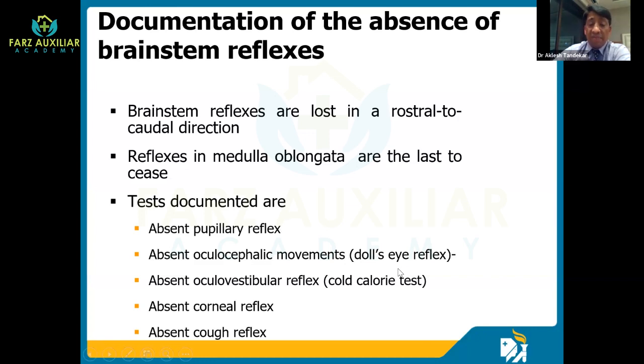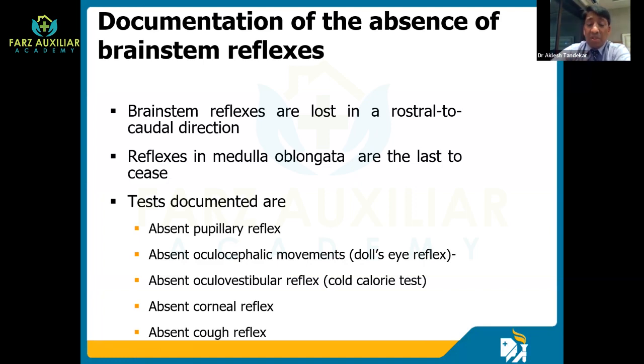Oculocephalic reflex, doll's eye reflex. You keep moving the head and you see whether the doll's eye movements are there. If the doll's eye movements are absent, probably this patient is brain dead. Oculovestibular reflexes can also be a good clue for identification of brain death. How do we identify the oculovestibular reflex? We may have to inject cold saline through the ear and see the nystagmus.